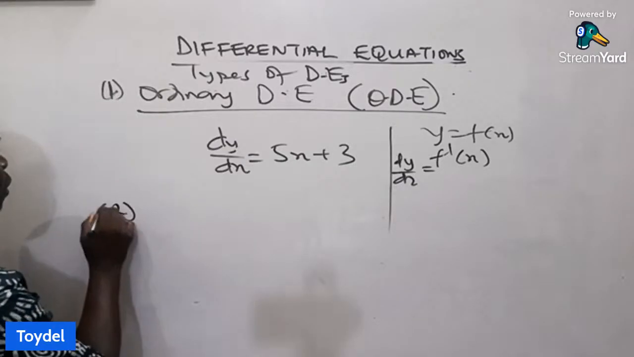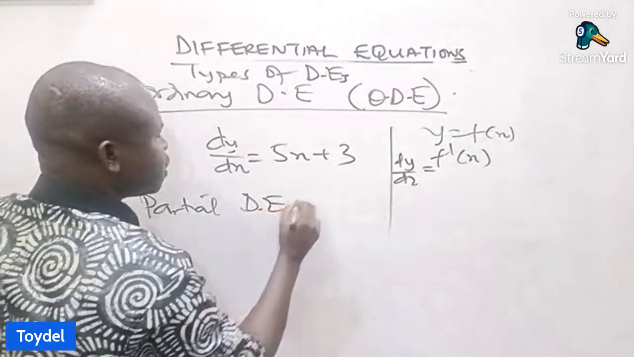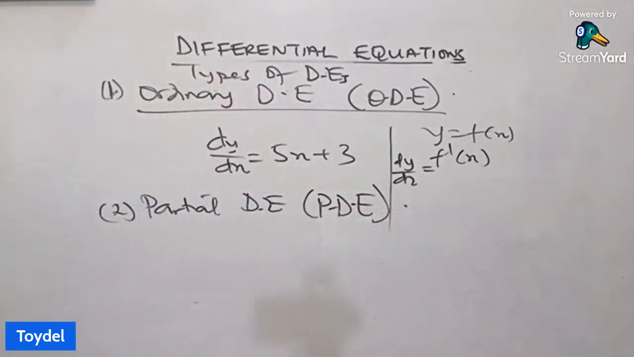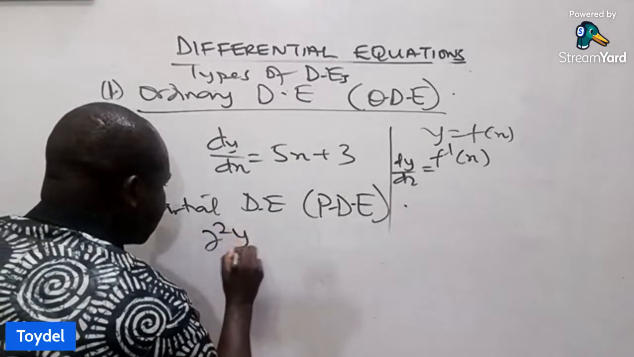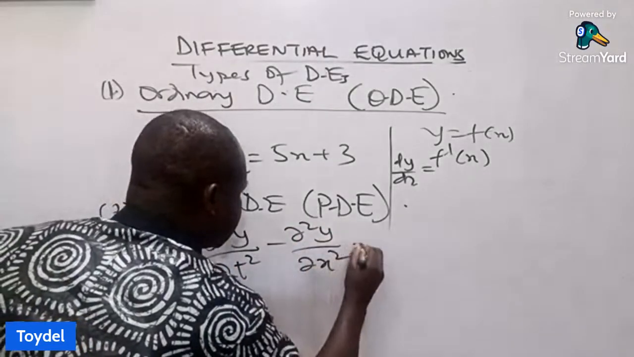Then 2, where we have partial differential equations. The abbreviation is PDE, partial differential equations. So what do we understand by partial differential equations? Under a partial differential equation, if the unknown function depends on two or more independent variables, then the differential equation is a partial differential equation. Like the example I gave the other time, where we said the square y all over dt squared minus the square y all over dx squared is equal to 0.